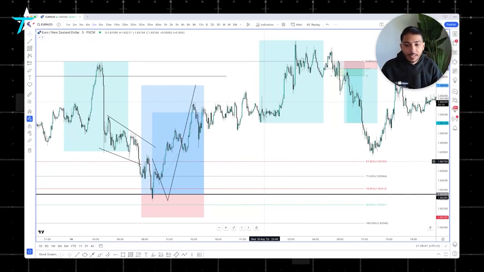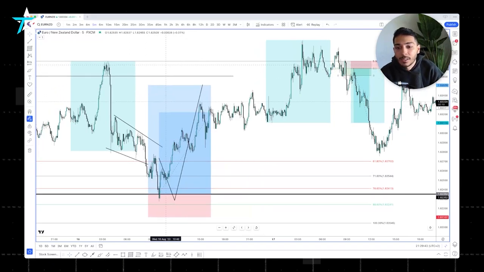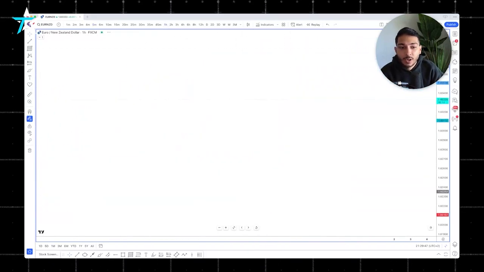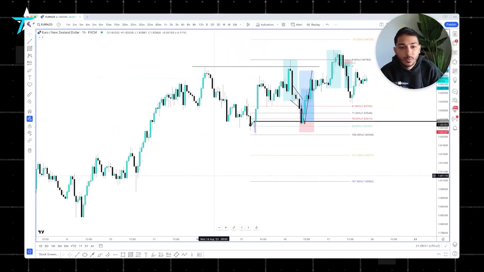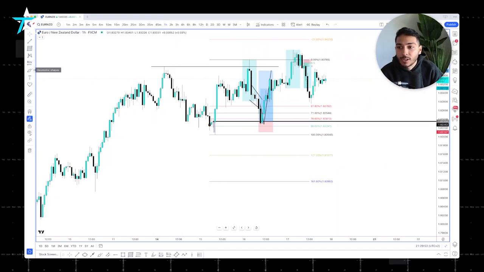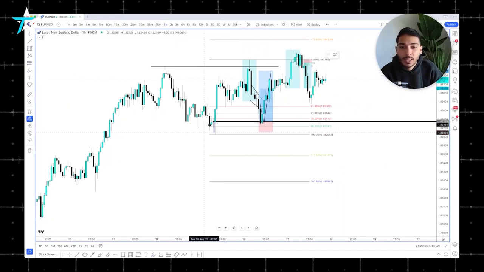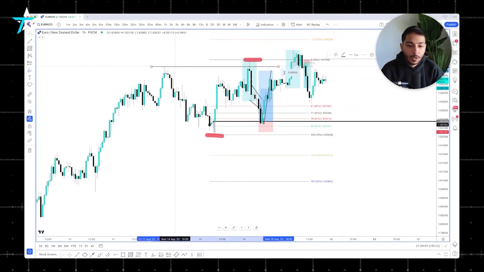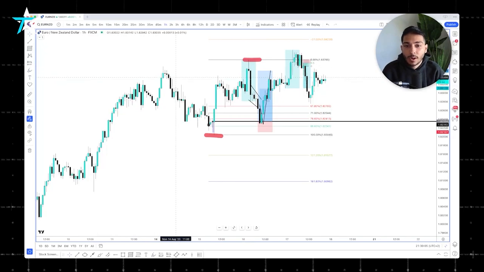I'm going to break this down in the simplest way for you guys. Let's start off with the first trade. The first trade is Euro NZD. We went long on Euro NZD first. First things first, we looked at the overall higher time frame structure. The higher time frame structure showed me that we're trading in between this relative low and this new high, right? Now, there's a few key things that we want to factor in.